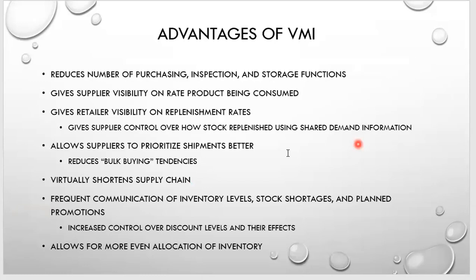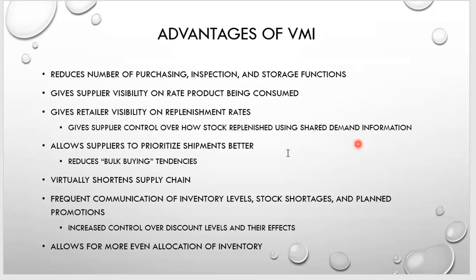The supplier gets visibility on the rate the product is being consumed. So they have all this information on the product characteristics as it relates to the customer. They also get replenishment rate information, and it also allows suppliers to prioritize their shipments better by reducing bulk buying tendencies, because the vendor is more engaged with the supplier to say when they need items, so they can prioritize which shipments need to go where better.